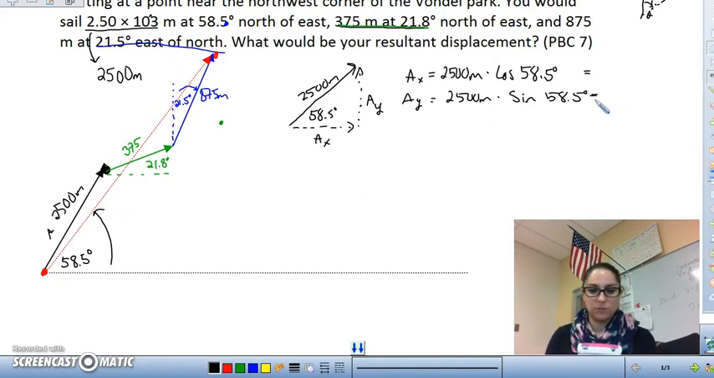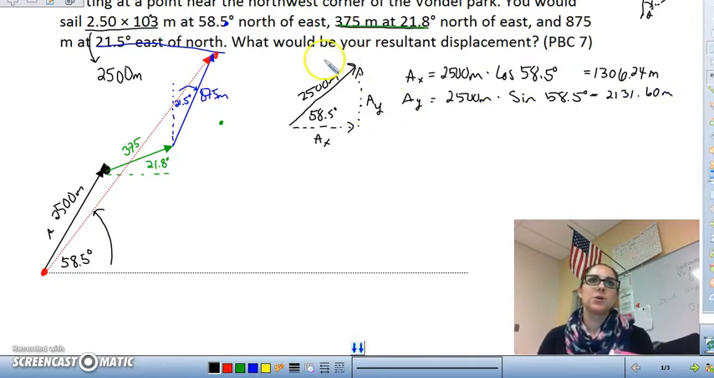So I'm going to do the first one, 58.5. So when I get this, I get 1306.24 and this is in meters. Okay, I'm going to do the same thing with our sine. I get 2131.6, just like that. So that's our A's, if you will.